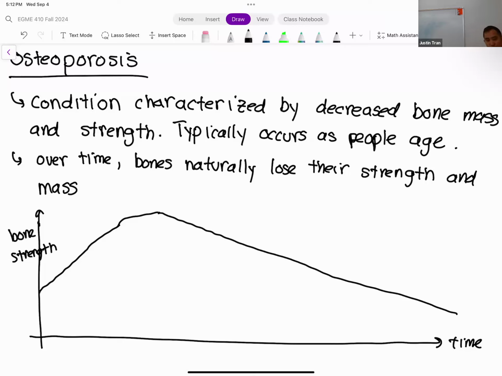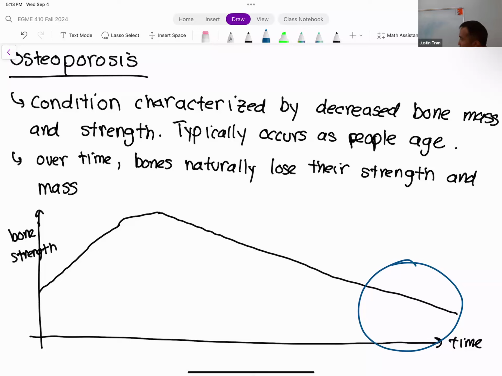And so typically, when people experience osteoporosis, or usually when it's diagnosed, is somewhere in this area right here, right? Usually they were doing something, they get hurt, they go to the doctor, who performs an X-ray, and then they find out, yep, you have osteoporosis.